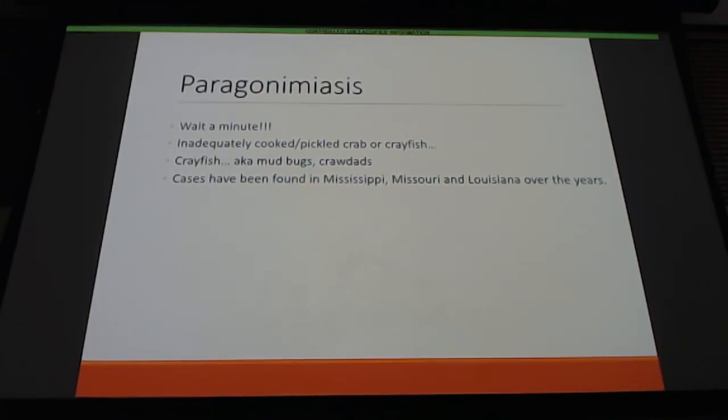P. kellicotti is a species that we have here in the U.S. So if you're looking for something, P. kellicotti would be the ones that you would find mostly in the Mississippi and Louisiana areas for the U.S. Those kind of crawfish-type things and stuff like that.